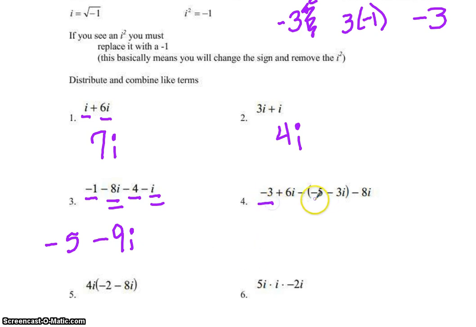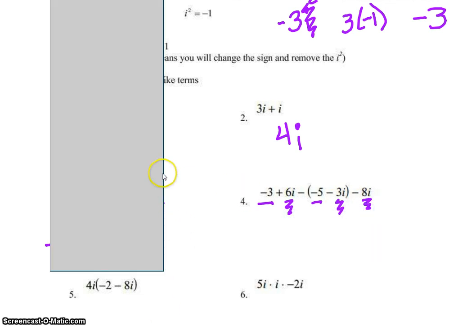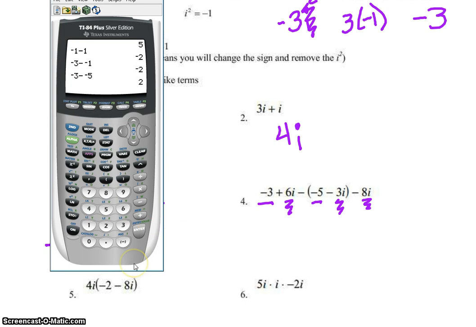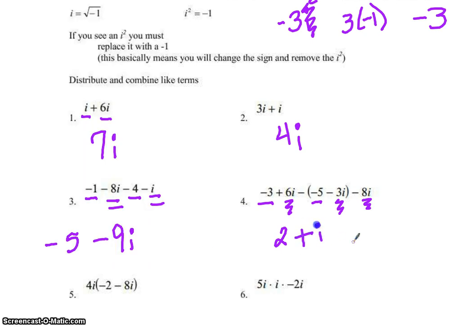So here we have a negative 3, a negative 5, we have a 6i, a negative 3i, and a negative 8i. If you were going to do this in your calculator, you would say negative 3 minus negative 5, and you would get 2. Then for your i's, you would say 6 because it was positive, minus negative 3, minus 8. And you would get 1, so that's just plus i.